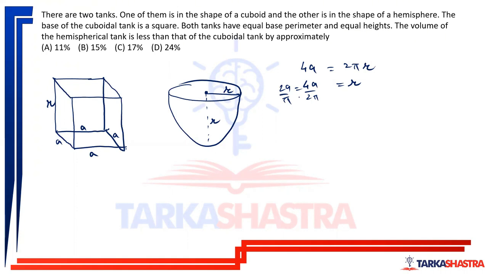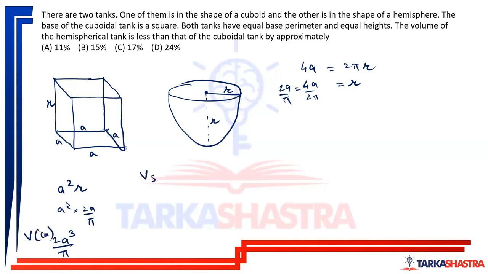Now the volume of the hemispherical tank is less than that of the cuboidal tank by approximately how much? ठीक है, तो the volume of the cuboidal tank will be A square into R. The height is R. So let us convert this R into A. We want everything to be in terms of A. So A square into 2A by pi, which is 2A cube by pi. This is the volume of the cuboidal tank.